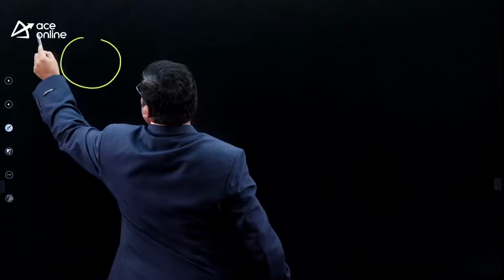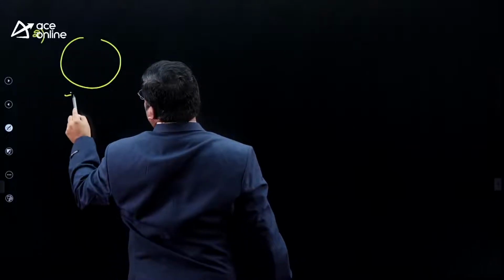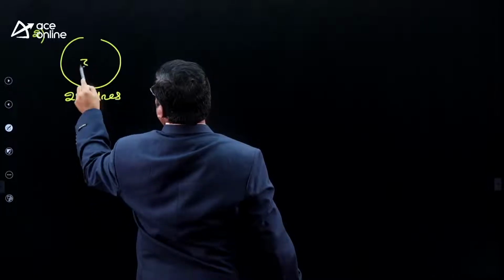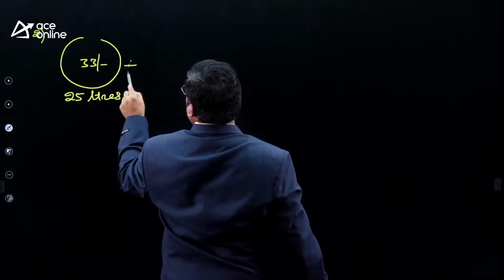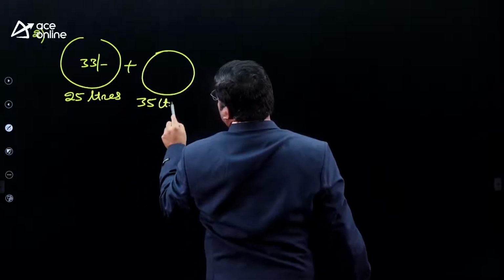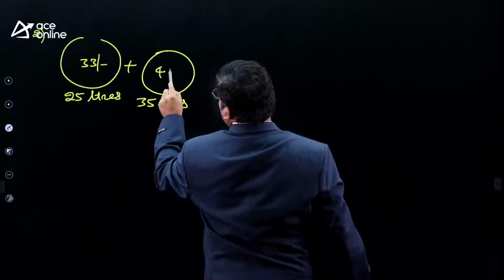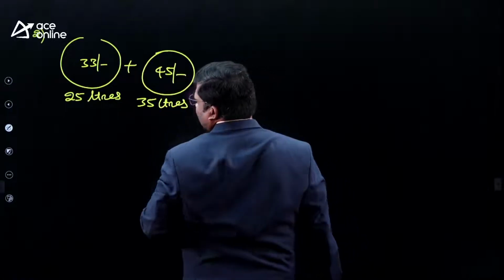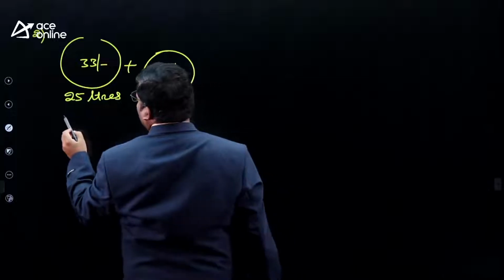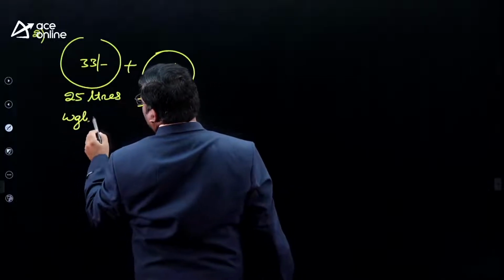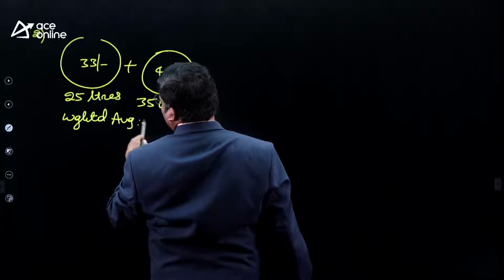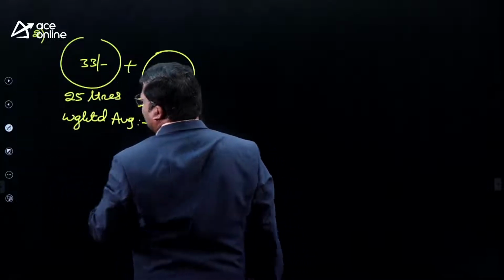Now see here, second example. 25 liters of milk costing 33 rupees is mixed with 35 liters of milk costing 45 rupees. Find the weighted average per liter. Listen carefully, sir. Very easy question.